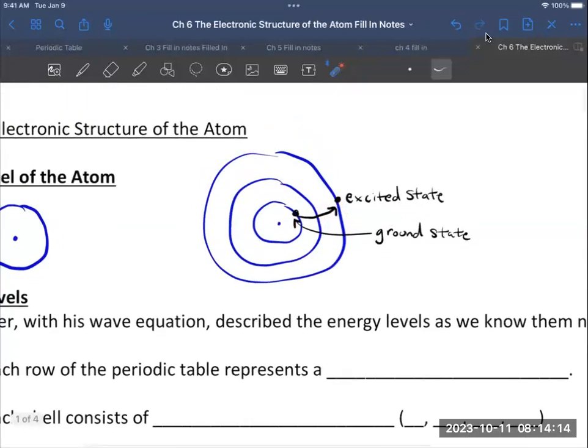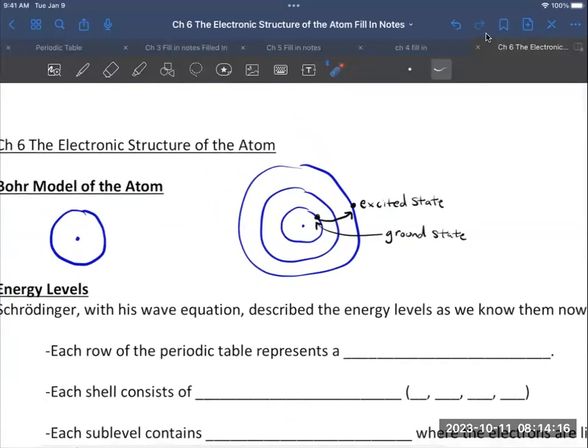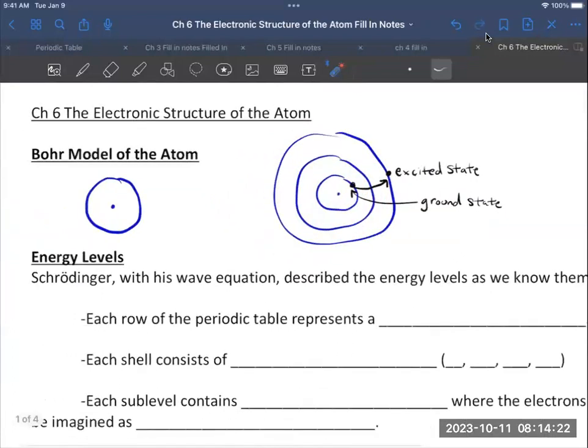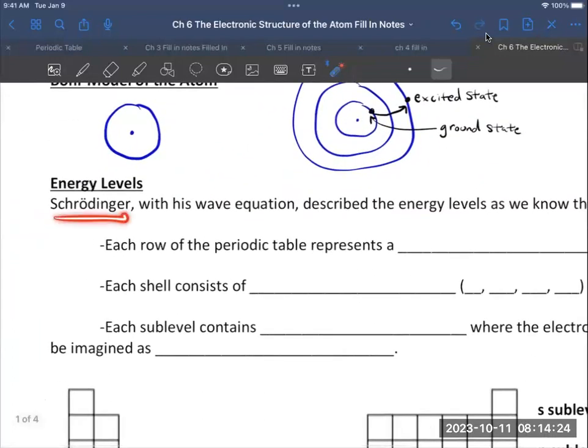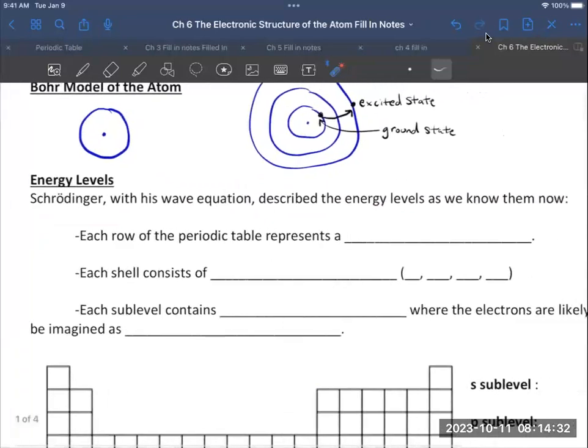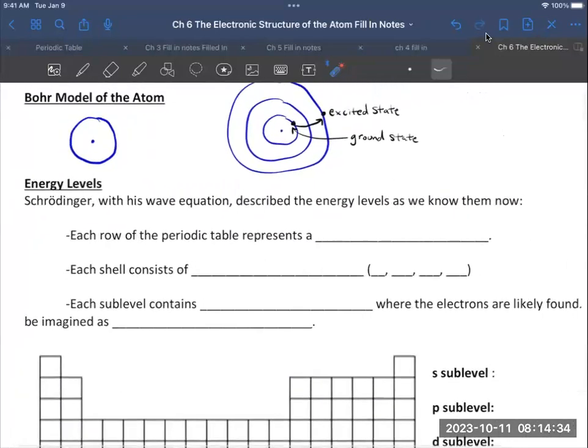This is very close to the truth of what the atom looks like. There are definitely these energy levels that exist within the atom. However, there's one more layer to it, and this guy named Erwin Schrödinger figured out the rest of the puzzle. Okay, so he came up with a wave equation. You can learn more about that if you want later, but it's not on our list of things we have to learn.